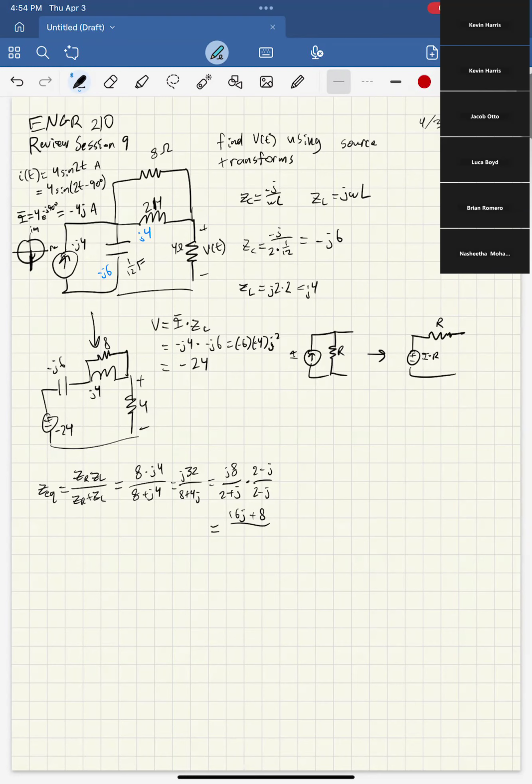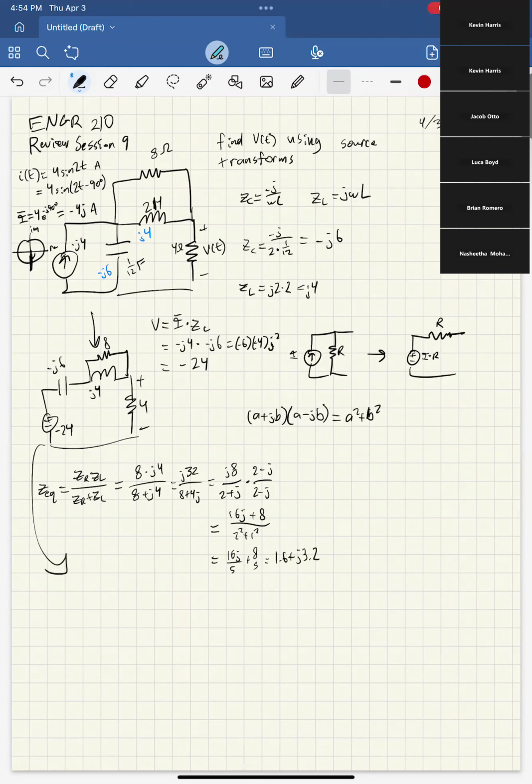If we have A plus JB times A minus JB, what we end up getting is A squared plus B squared. This is not the difference of squares because there is a J. Well, I guess it is a difference of squares, but the J makes it funky. So it's 2 squared plus 1 squared. So then we get 16J over 5 plus 8 over 5, which is 1.6 plus J3.2. And that is your thing.